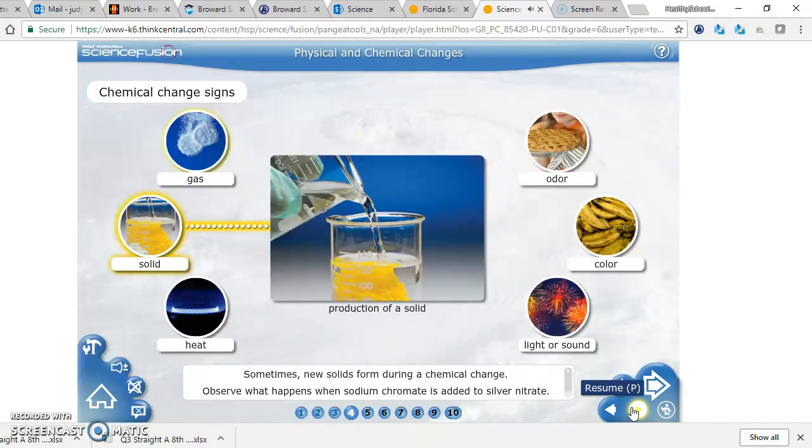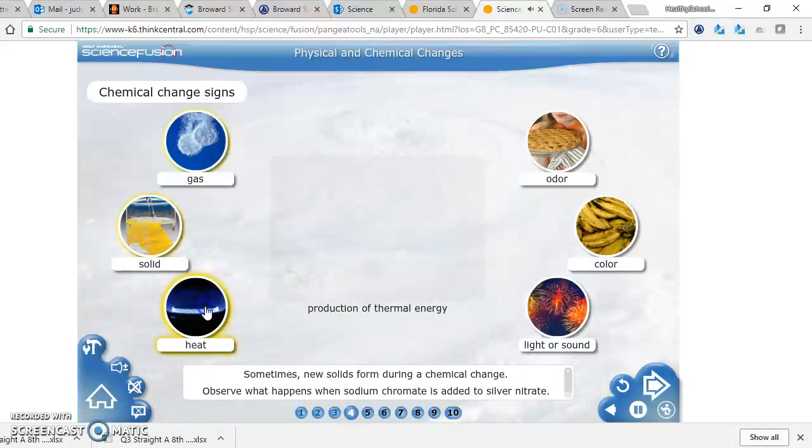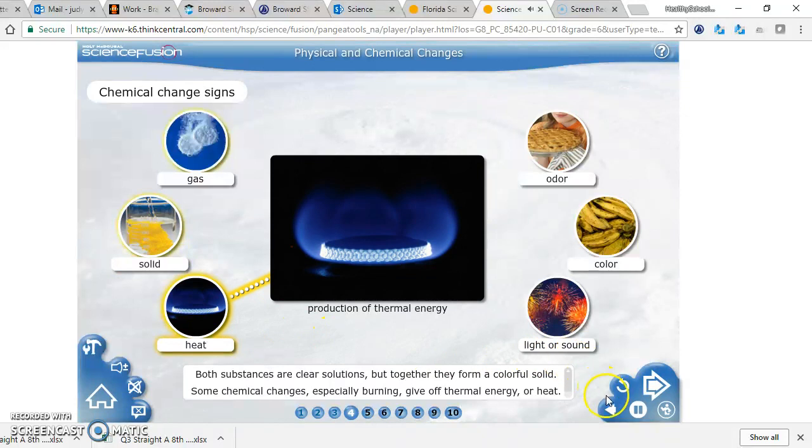Observe what happens when sodium chromate is added to silver nitrate. That is called the production of a precipitate. Both substances are clear solutions, but together they have given off a colorful solid. Some chemical changes, especially burning, give off thermal energy or heat. The methane in natural gas burns with a bright flame.